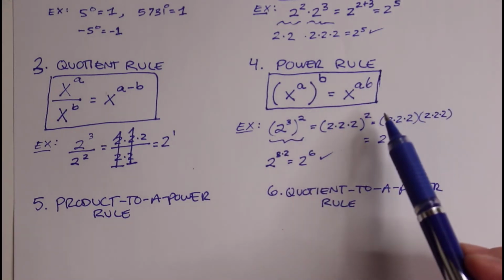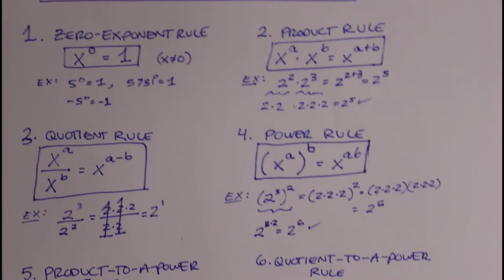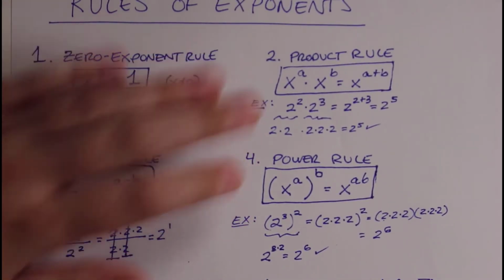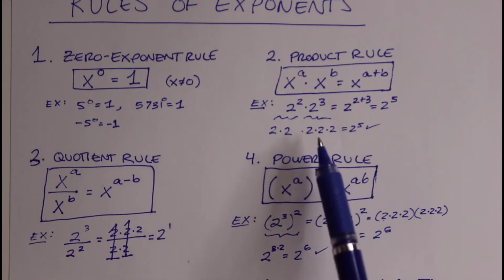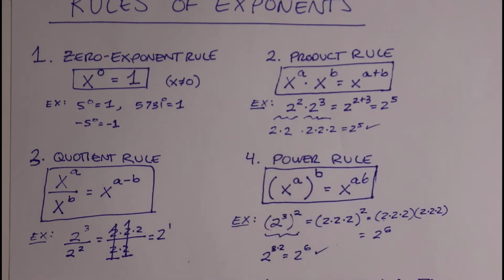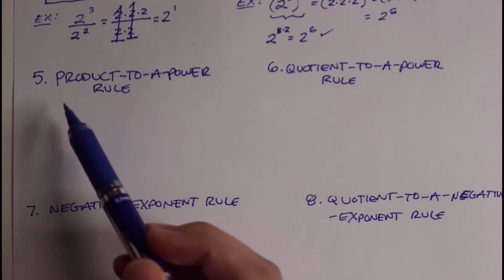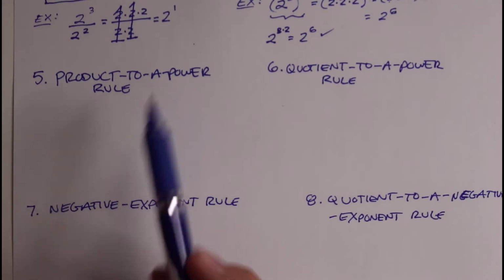If you ever forget these rules, like let's say you confuse the power rule with the product rule, I recommend just doing a small example like I did with small numbers, and you'll figure out should you have added or multiplied. Number 5 here, our next rule is the product to a power rule.